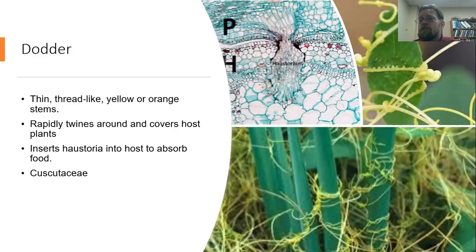One example of taxonomy changing over time is that up until fairly recently, dodder was in its own group, the Cuscutaceae, and it has been grouped in with the morning glories because of similarities that it has to those plants.